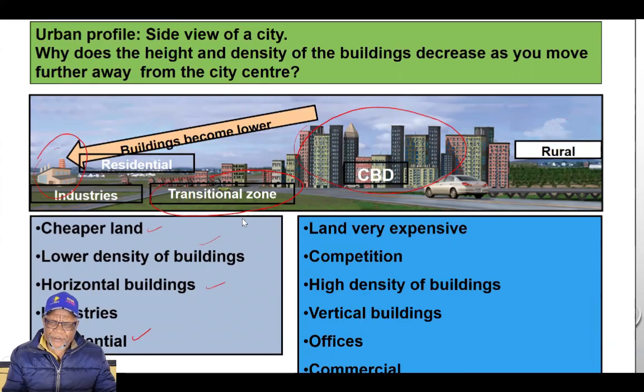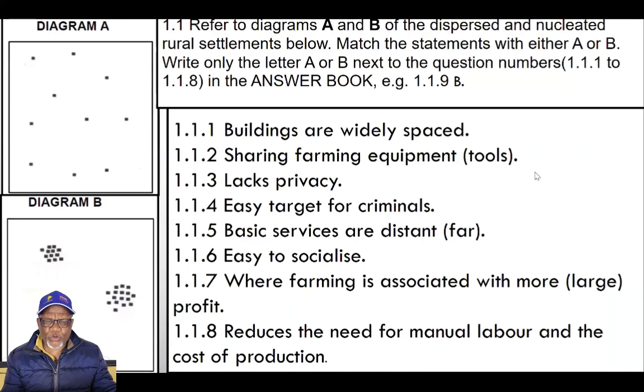And then you'll have different types of residential areas. And then between the urban area and the rural area, that is where you are going to get what we call the rural urban fringe. Okay, let's quickly go to the activities relating to the revision that we have done.